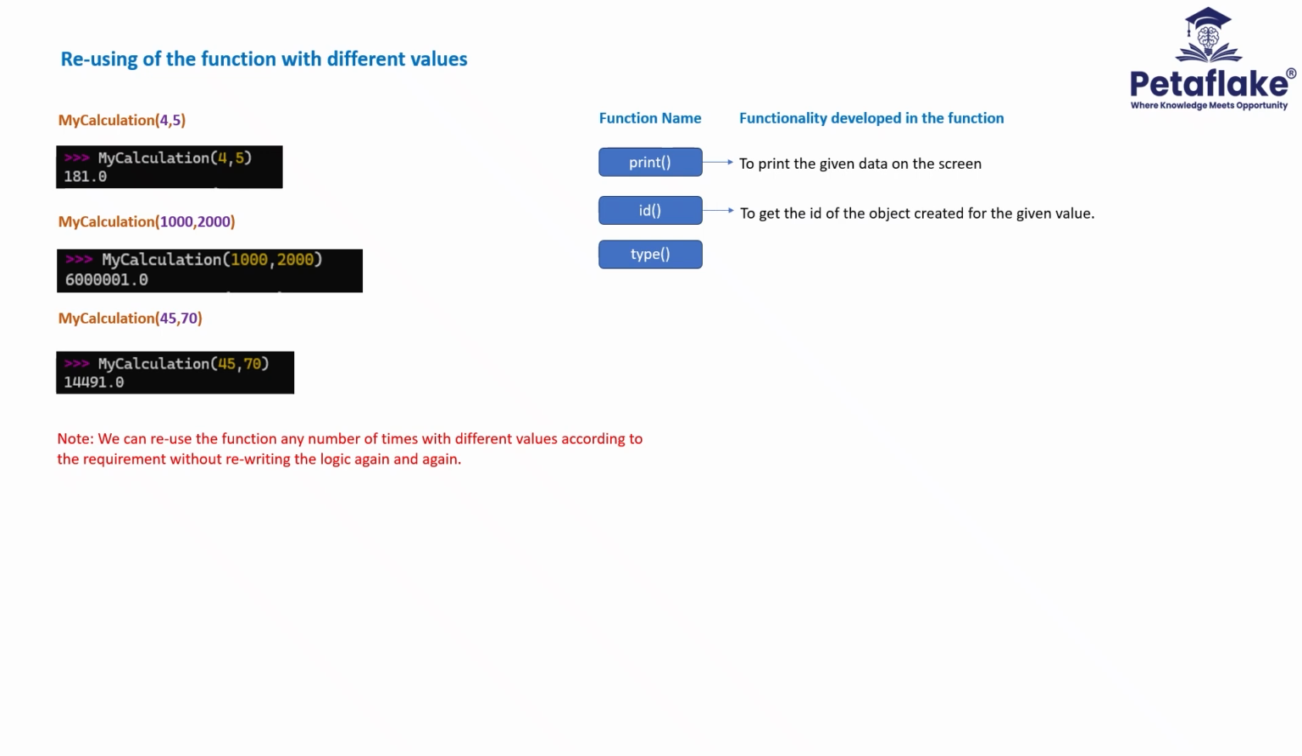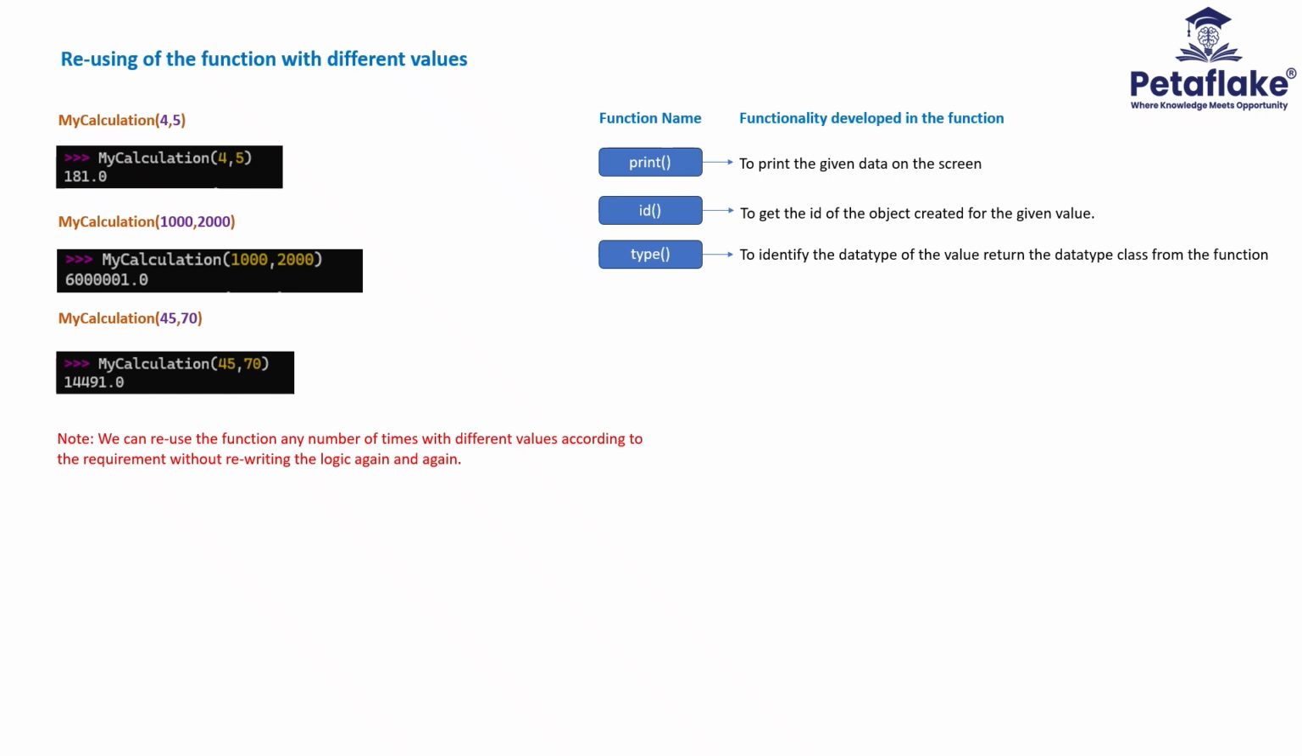The id function is developed with the functionality of getting the id of the object created for the given variable. The type function is developed with the functionality of identifying the type of value provided and returning the data type class on the screen. We can reuse these inbuilt functions any number of times with different values for the variables without the necessity of rewriting the logic from scratch.